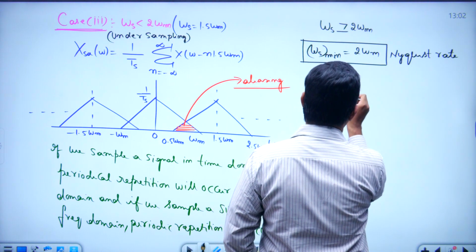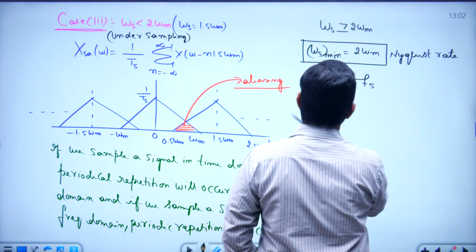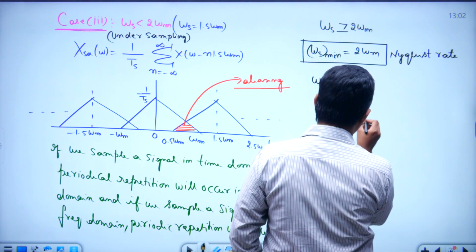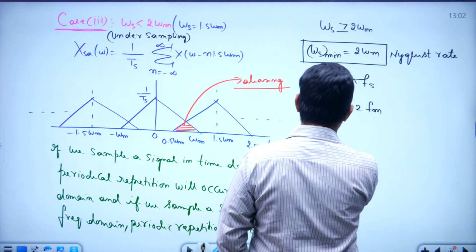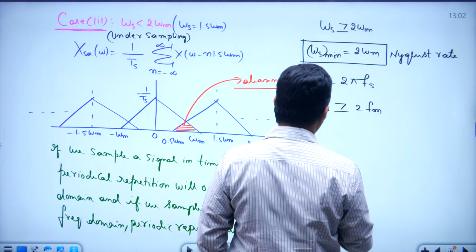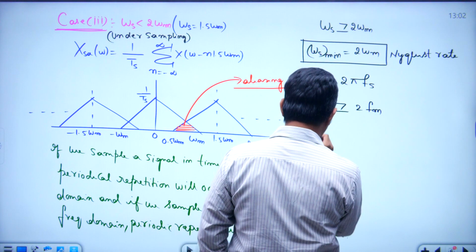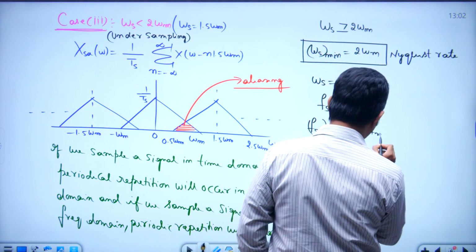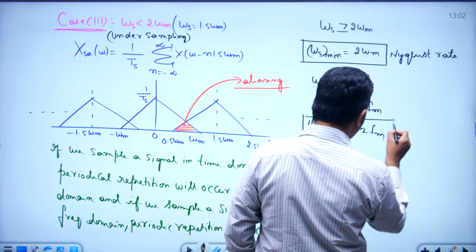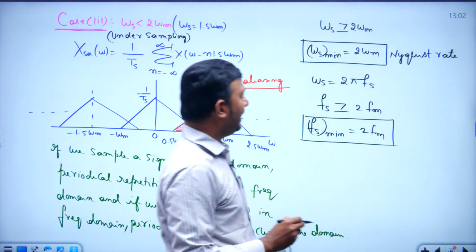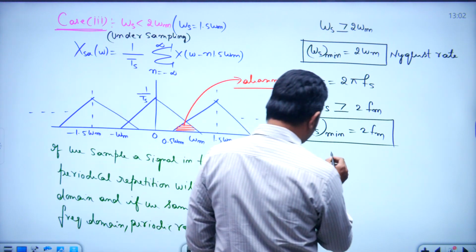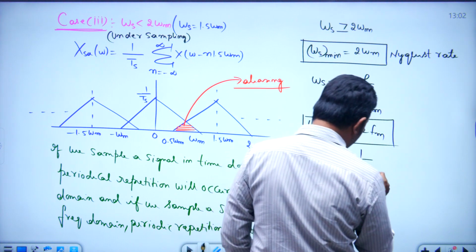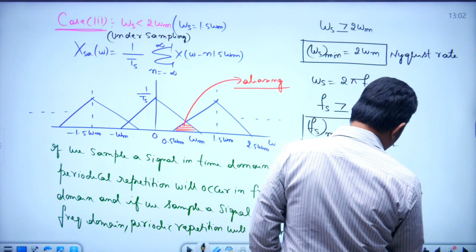And remember this omega s is given by 2 pi fs, or in terms of f we can say fs must be greater than or equal to 2 fm, from which fs minimum is 2 fm. And this fs is given by 1 over Ts, and this Ts is known as the Nyquist interval.